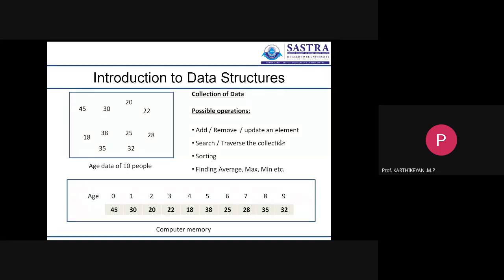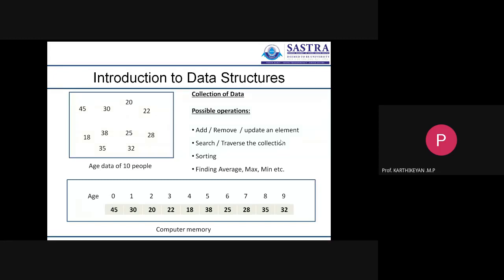So whenever we have a collection of data, mostly what are the operations we will perform? Searching operation, or traversing the entire collection, or performing the sorting operation, finding the maximum or minimum, or adding a new value into the array, or removing an element from the array, or updating a value in the array. So these are all the basic operations we will perform whenever we have a collection of data.